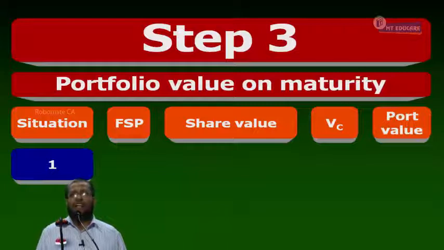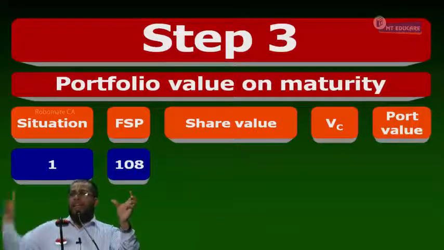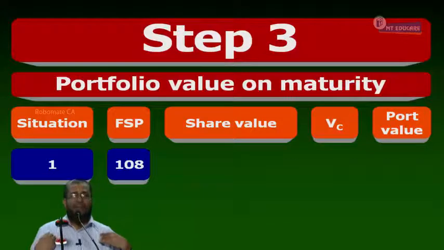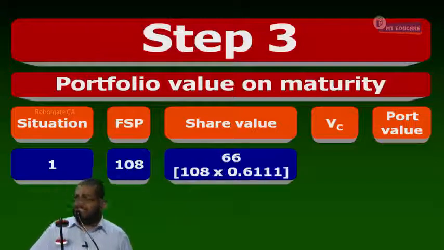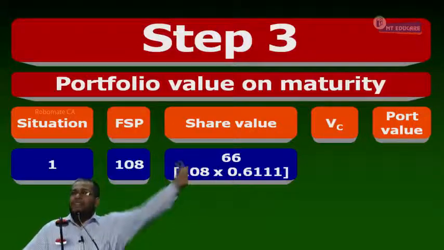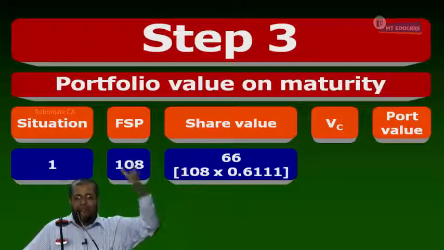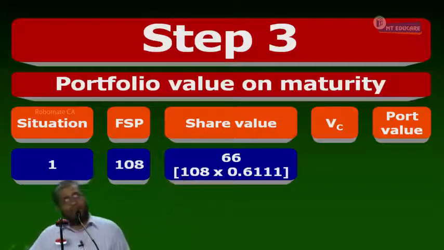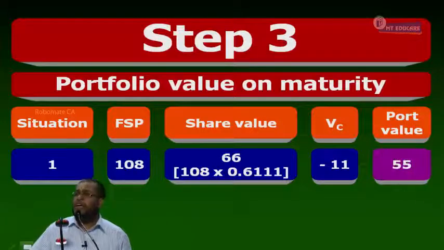First is situation one. FSP is what? 108. When FSP is 108, if I hold one share, what is my wealth? 108. I hold how many shares? 0.6111 shares. After 3 months, my wealth is how much here? 66 due to share holding. Yes or no? Yes. I'm also writing a call or not. Will the other party exercise or lapse? Exercise. He'll be having what? 11 wealth. I'll be losing what? 11 rupees. So what is my overall wealth after the 3 months? It is going to be 55.